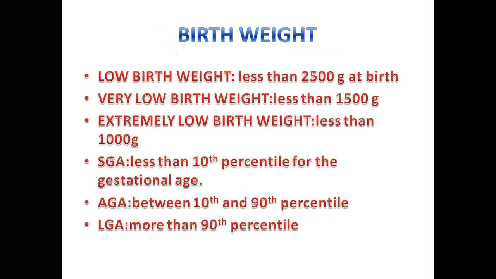And according to the birth weight, the babies are again classified into low birth weight, very low birth weight, and extremely low birth weight. And what is birth weight? The weight of the baby that is measured within 1 hour of life is called birth weight. And according to the gestational age and birth weight, the babies are again classified into small for gestational age, appropriate for gestational age, and large for gestational age.